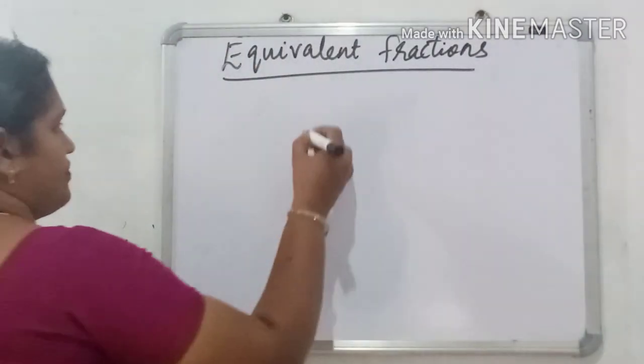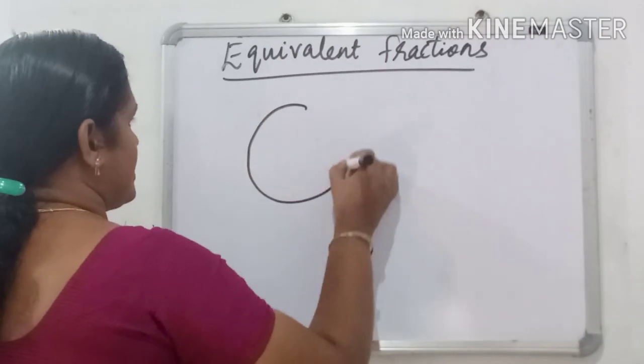Clear? Next is equivalent fraction. What is equivalent fractions? Here, this is a circle.